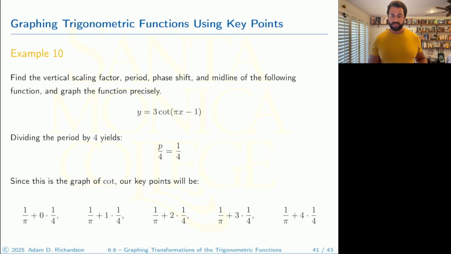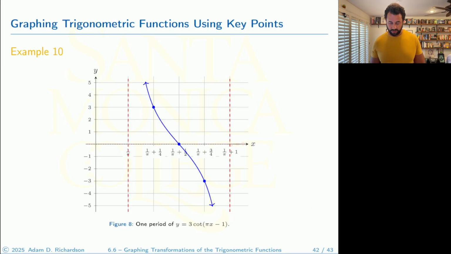What are our key points? Well, we take our period and divide it by 4. In this case, it's 1 divided by 4. And now I really sound like a broken record. Phase shift plus 0 times 1/4. Phase shift plus 1 times 1/4. Phase shift plus 2 times 1/4. Phase shift plus 3 times 1/4. Phase shift plus 4 times 1/4. And now we can graph.